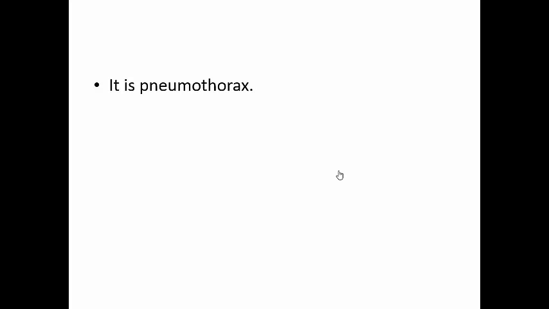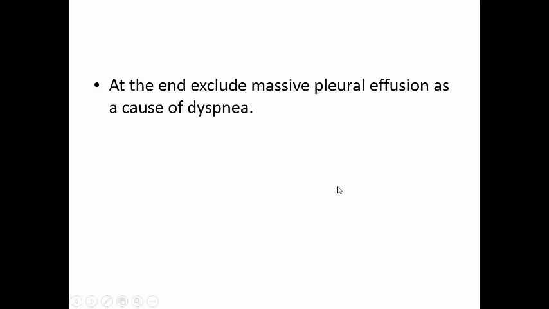If it is bad sliding with a distended non-collapsing inferior vena cava, go to the heart to look for tricuspid regurg and pulmonary hypertension. It is cor pulmonale. At the end, if no sliding and lung pulse and absence of seashore barcode sign, so it is pneumothorax. At the end, exclude massive pleural effusion as a cause of dyspnea.